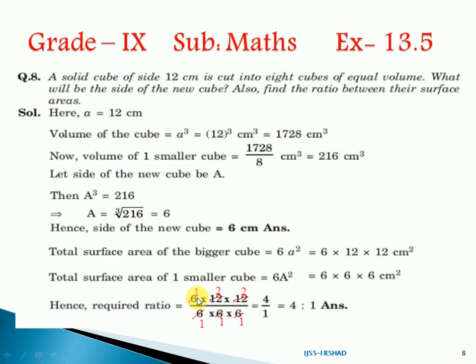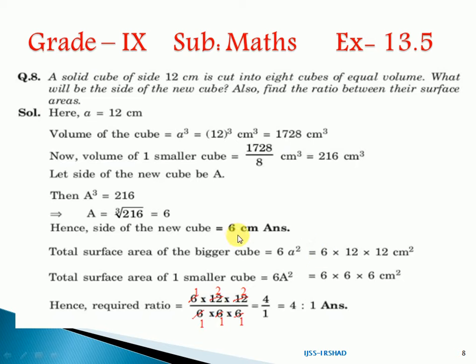6 and 6 will be cut here. 6 one time, 6 two times, again this 6 one time, 6 two times. So all numerator you can multiply, 1 into 2, 2, 2 into 2, 4, and below, 1 into 1 into 1 will give you 1. So 4 by 1. It can be written in this form also, 4 is to 1. 4 over 1 means 4 is to 1. So this is the required ratio.